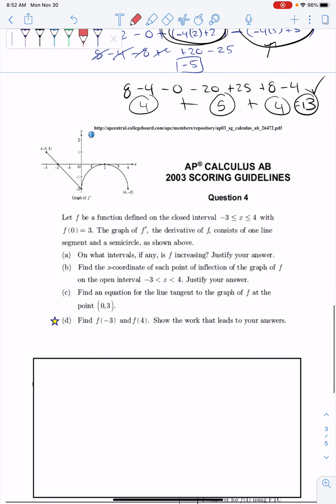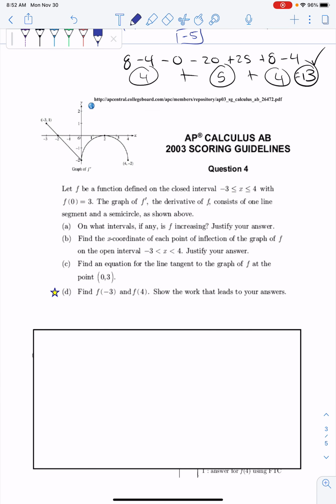Okay, so looking at a calculus test, an AP test question. We've got a lot going on here. We're not going to do the entire thing. Let f be a function defined from -3 to 4. So we know it's a function. It's defined. It's a closed interval. And it tells us that f of 0 is equal to 3. And it gives us the graph of the derivative. So this is f prime that it gives us the graph of.